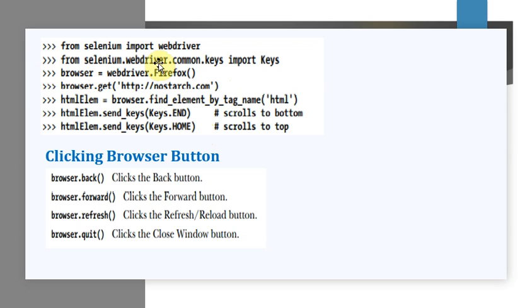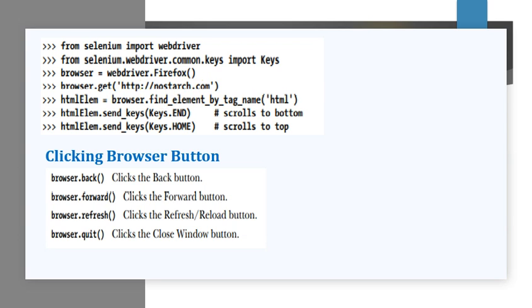So from selenium import webdriver. Okay. So I hope I'm clear with this. That is webdriver.common.keys. Now, what does this statement do? That's the third line. Webdriver.Firefox is nothing but it is going to launch the Firefox browser for us. And when it is launching, what is the URL that will be open? That is http://nostarch.com. Okay.